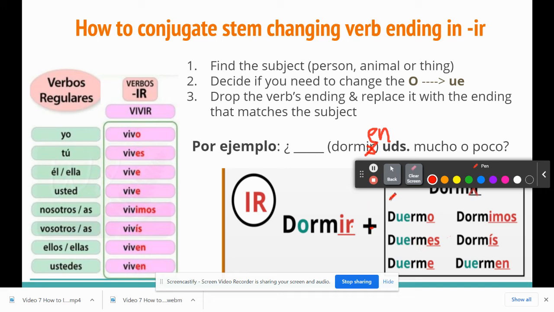Now, let's draw the shoe. And ustedes is here. So yes, we do change it to UE. Another way to remember this is that nosotros and vosotros are the only ones that stay outside the shoe, that do not change at all. The O does not change to UE for nosotros and vosotros. Alrighty, good job. Continuemos.